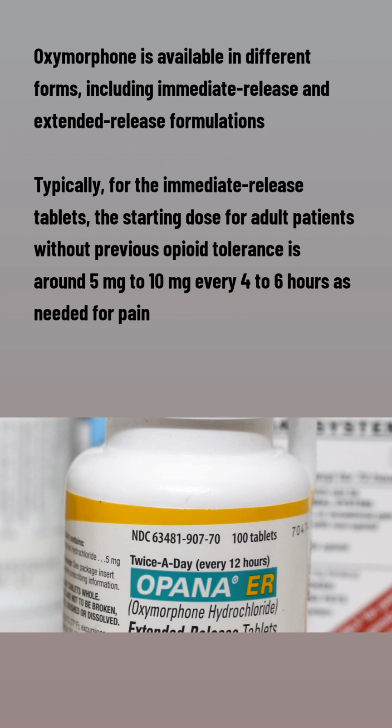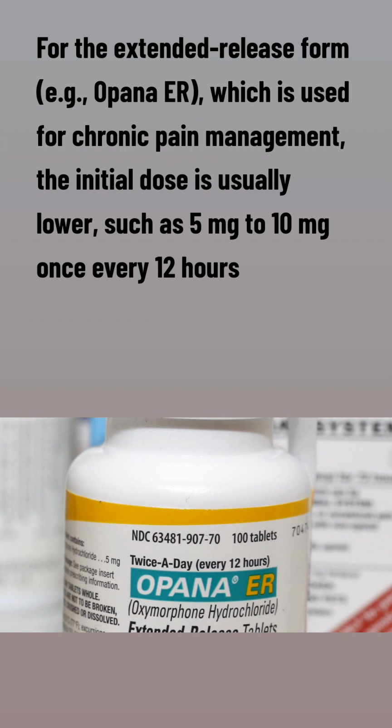For the immediate-release tablets, the starting dose for adult patients without previous opioid tolerance is around 5 mg to 10 mg every 4 to 6 hours as needed for pain. For the extended-release form, e.g. Opana, which is used for chronic pain management, the initial dose is usually lower, such as 5 mg to 10 mg once every 12 hours.